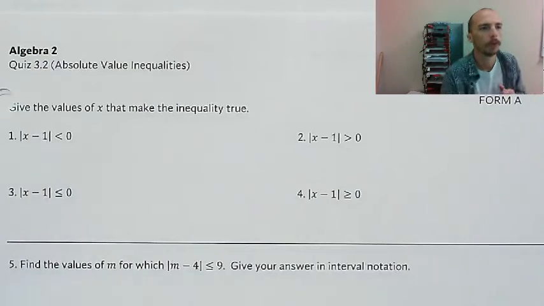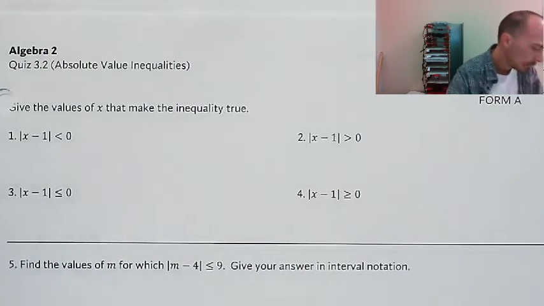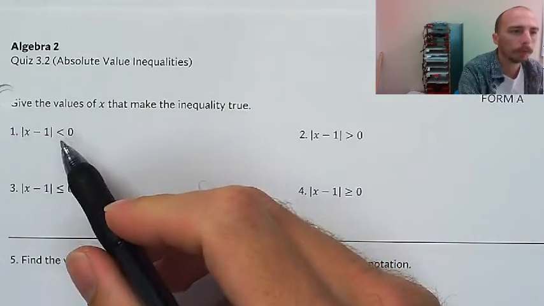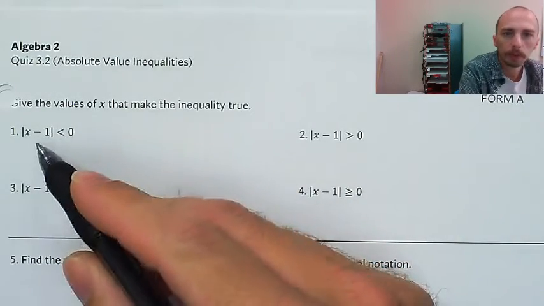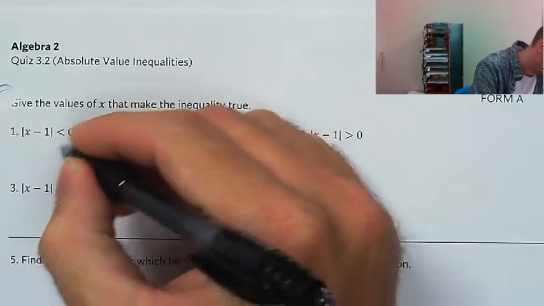All right, in this video I'm going to be working Algebra 2 Quiz 3.2, which is just more absolute value inequalities. So we're going to start off with these four special cases, and we're going to give the values of x that make the inequality true. Okay, so absolute value less than 0, that never happens. Absolute value is either 0 or positive, so this would be no solution.